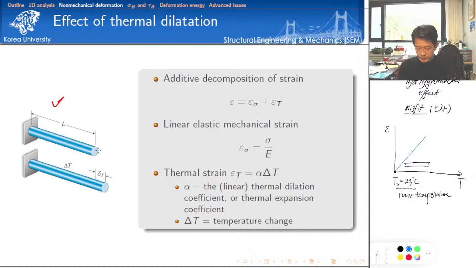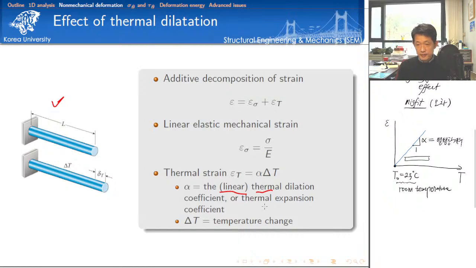And then there is a linear relation, and here the slope is denoted by alpha. The name of alpha is the thermal dilatation coefficient, or thermal expansion coefficient. In Korean, 열팽창계수. Okay? 열팽창계수. This is the thermal dilatation relation.